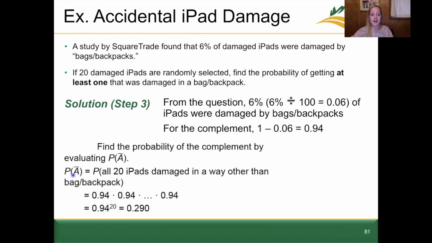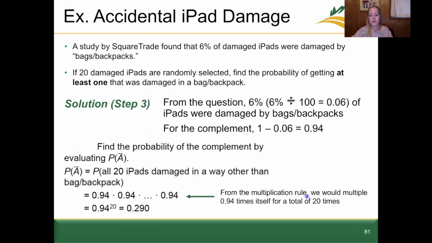So putting this all together, the probability of A bar for this specific question is 0.290. We took 0.94 raised to the 20th. I think the tricky part here could be taking information from the problem to then figure out this 0.94 probability and this 0.06 probability. But make sure you're reading the question carefully and following these 4 steps. I had one more note here on your slides.